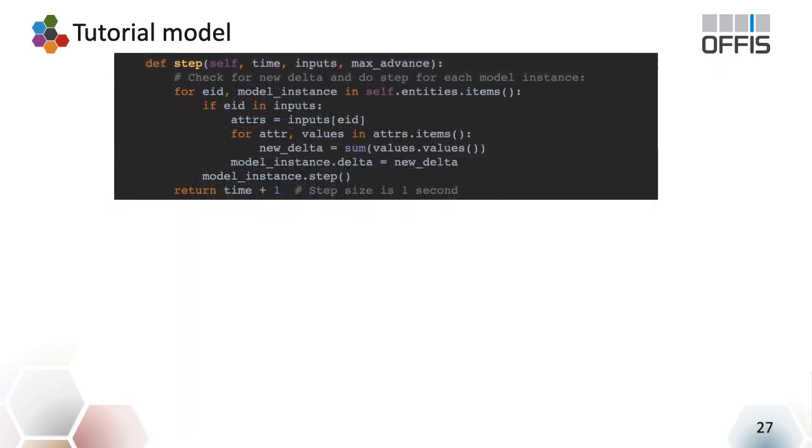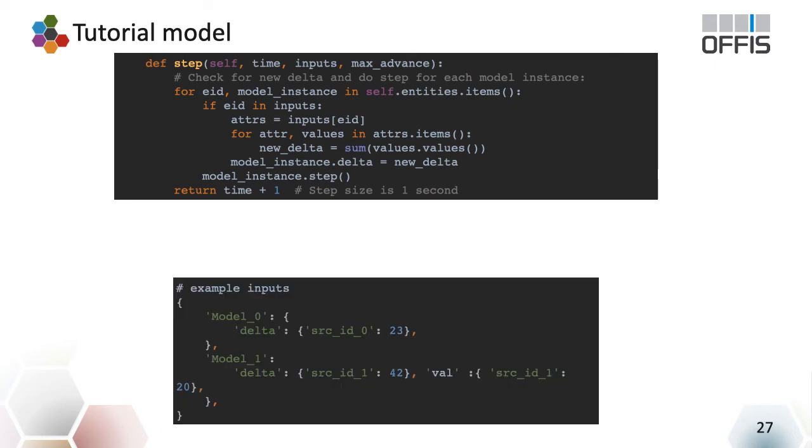Then we have to implement the step function. Here in the step function, we get the time, the inputs, and the max advance. The time is just the current simulation time. The inputs can look like this. We have here first the model which gets this data. So here the model 0 gets data for the attribute delta. And this delta is coming from an entity with the entity ID, source ID 0. And the value of this is 23.